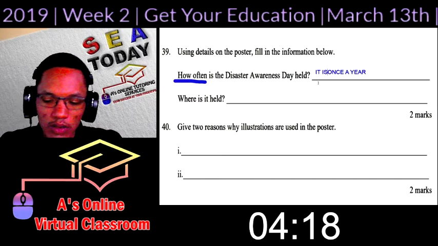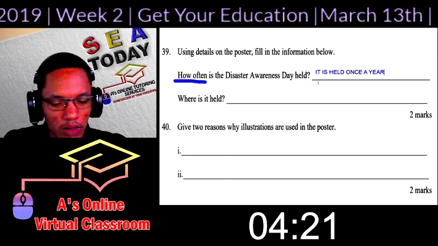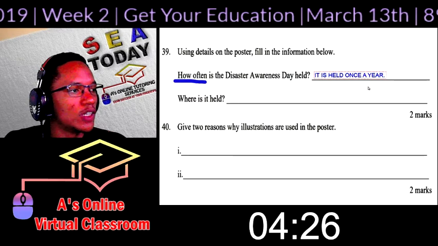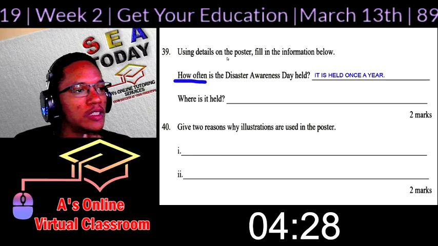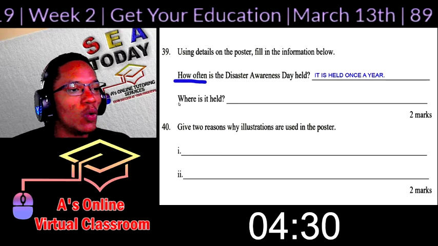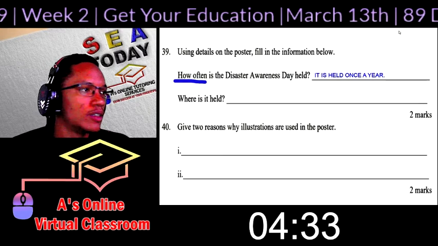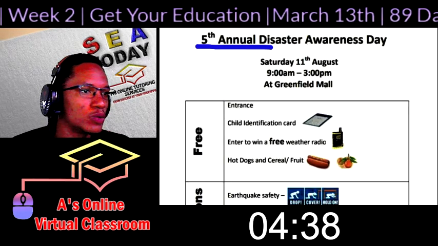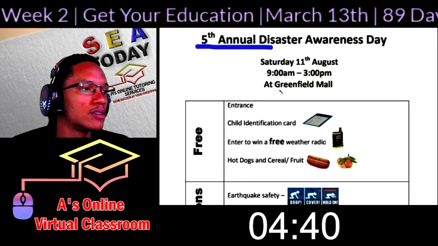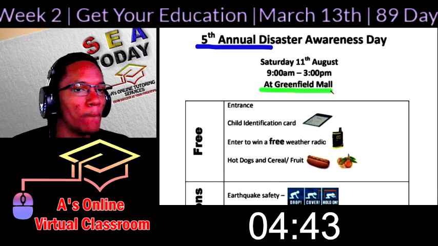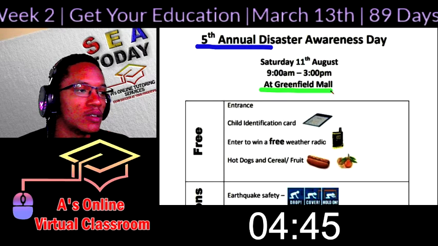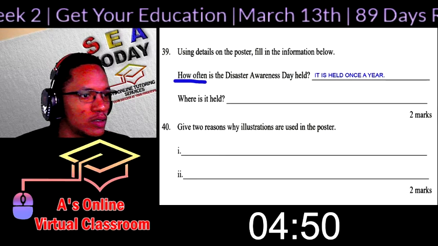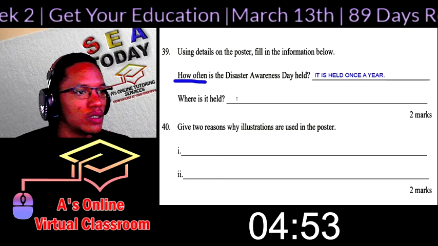It is held once a year. Alright, and use details on the poster, fill in where is it held. Alright, so let's see where it's held, and it is held, according to the poster, at Greenfield Mall. Make sure and spell the location properly. You have it right here, so just when you're answering it, make sure you put the correct spelling.